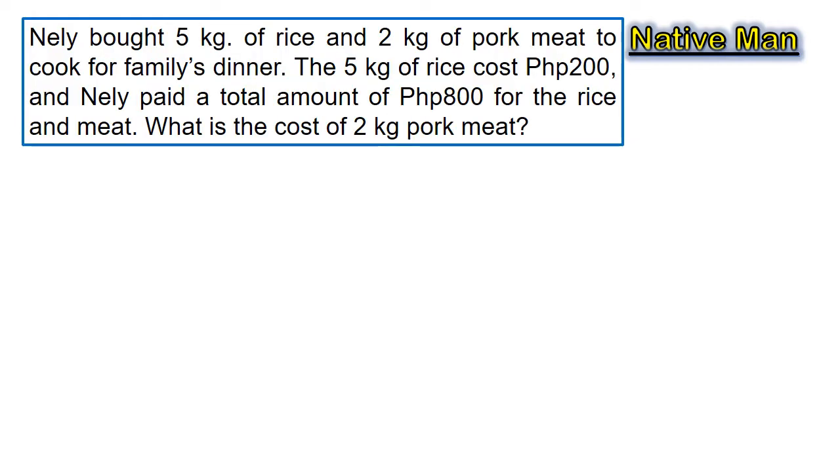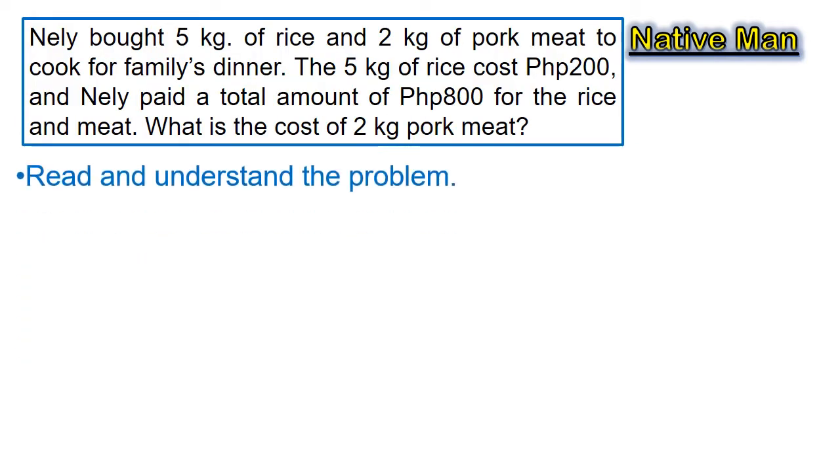Okay, let's try to solve this problem. Ang first step to solve is read and understand the problem. Okay. Nelly bought 5 kg of rice and 2 kg of pork meat to cook for family's dinner. The 5 kg of rice cost 200 pesos and Nelly paid a total amount of 800 pesos for the rice and meat. What is the cost of 2 kg pork meat?